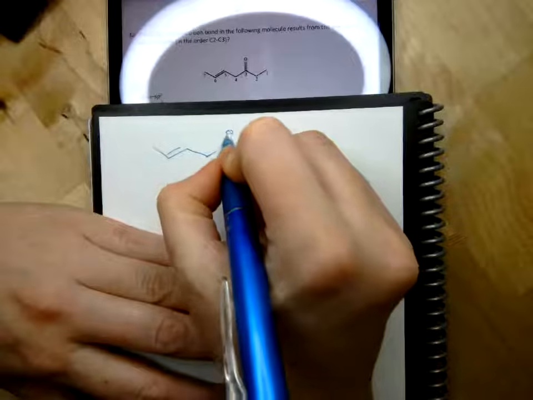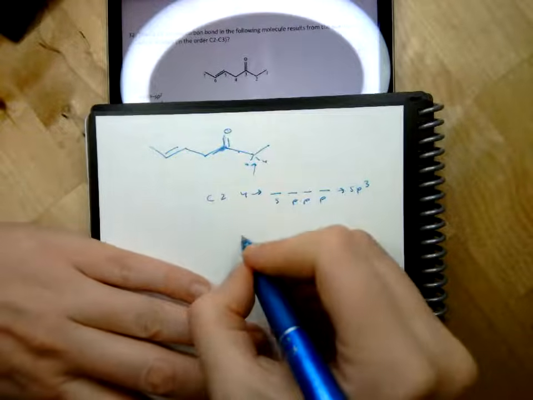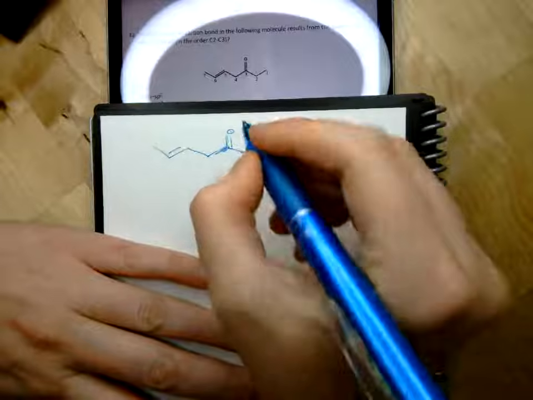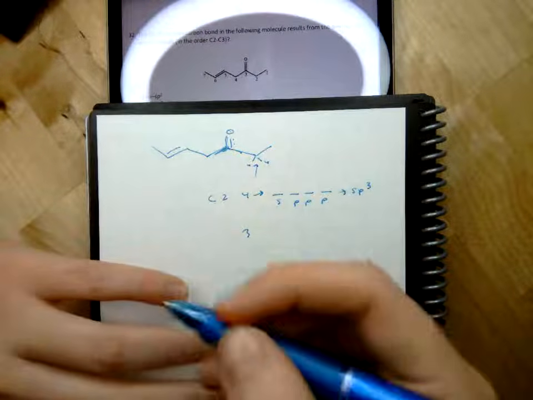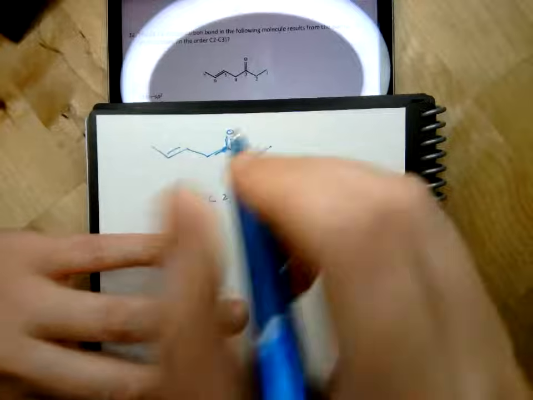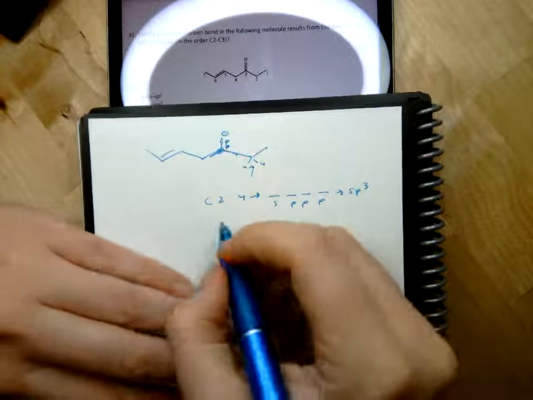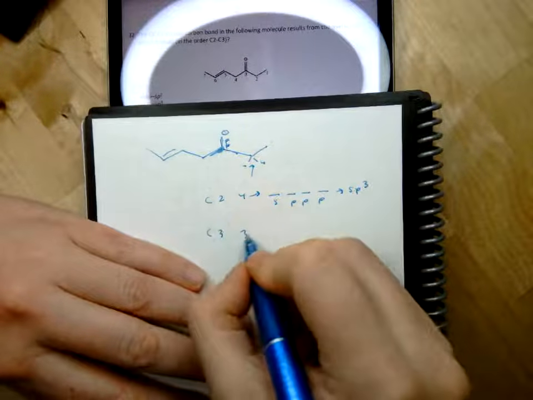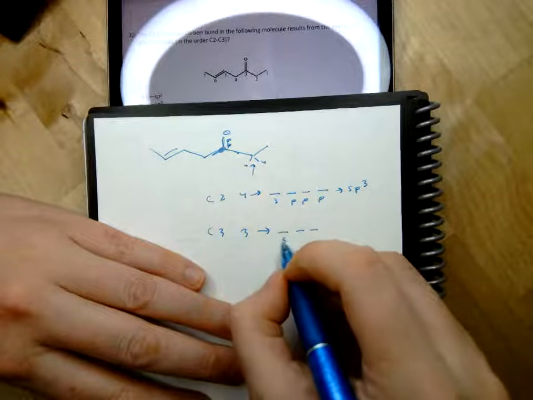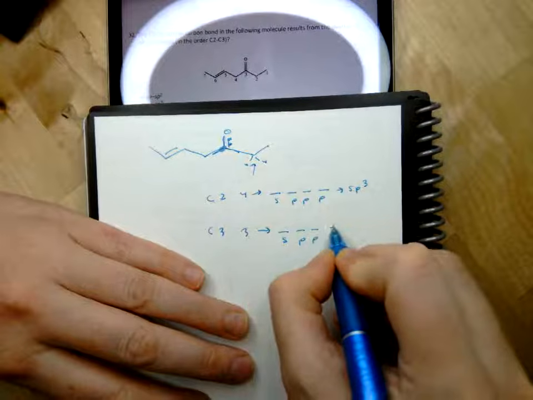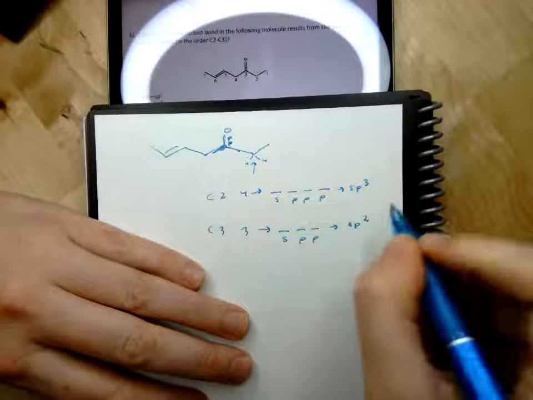Carbon 3 has 1, 2, 3 sigma bonds. It does not have this. This is made up of a pi bond. It's an extra lone pair, right? So we're not counting that as we're trying to check the hybridization. We're only looking for sigma bonds. So C3 must have 3 orbitals making up its sigma bond. So that's 1 s and 2 p. So this is sp2 hybridized.